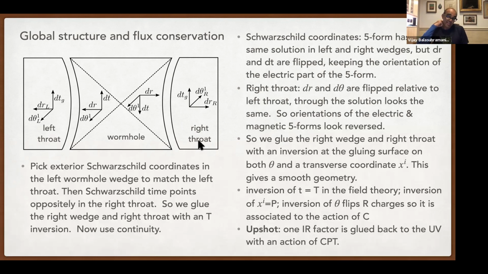So what you do is you glue the right wedge and the right throat with an inversion of the gluing surface in both the theta and the r and some transverse coordinate, xi. And then you can check that that gives you a smooth geometry everywhere. So these inversions then are like inverting t, inverting p, and a flip of theta is a little bit, flip some r charges, so it's associated with the action of c. So it's like gluing an IR factor back into the UV with an action of the CPT.